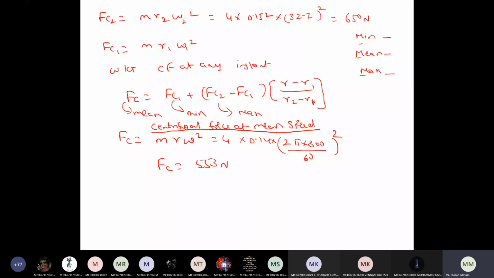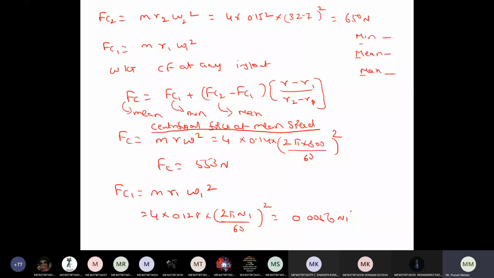Now let me try to find out the FC1. That is m r1 omega 1 square. What is r1 value we got earlier? 128 mm. That is 0.128. And omega 1 is 2 pi N1 by 60, whole square. We'll get this answer in terms of N1 square, which is equal to 0.0056 N1 square. FC1 we got. Now we have all the values.